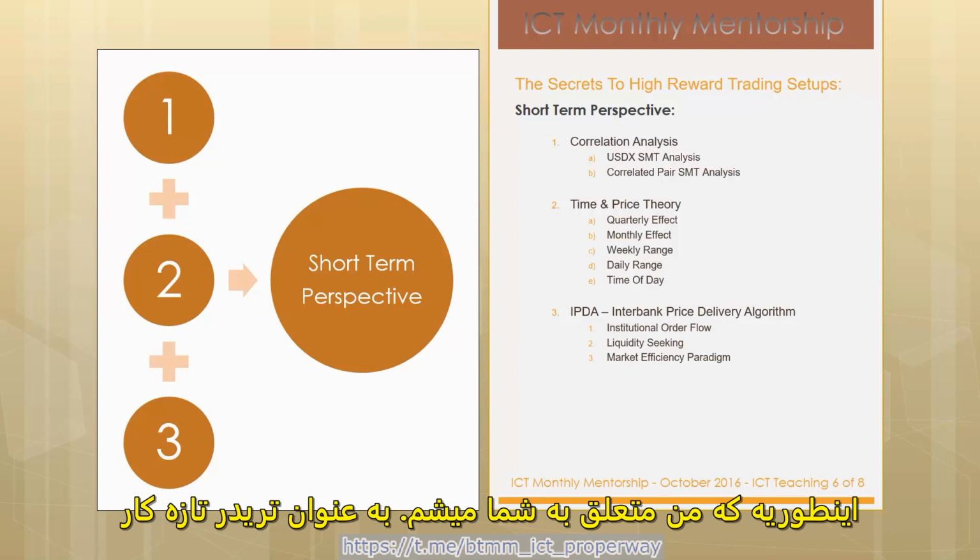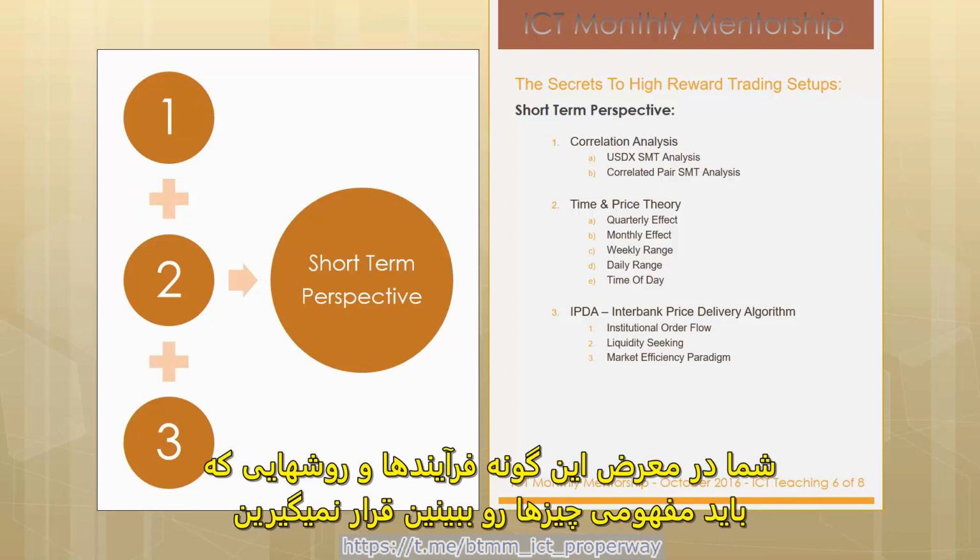As a new trader, you don't get exposed to these types of thinking. You don't get exposed to these processes, procedures where you have to look at things conceptually.